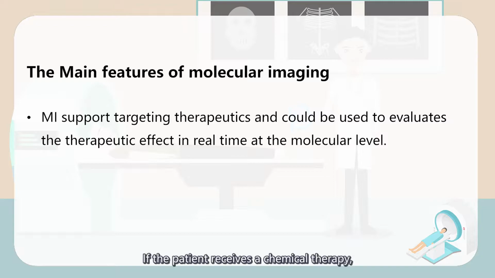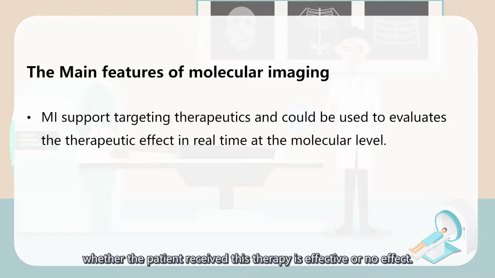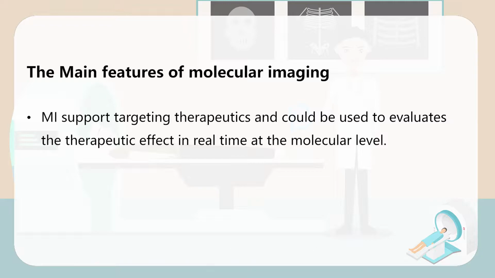If the patient receives chemical therapy and you want to know how useful this drug is for this patient, you can use this technique, molecular imaging, to show whether the therapy the patient received has an effect or no effect. Then you can adjust the treatment method.